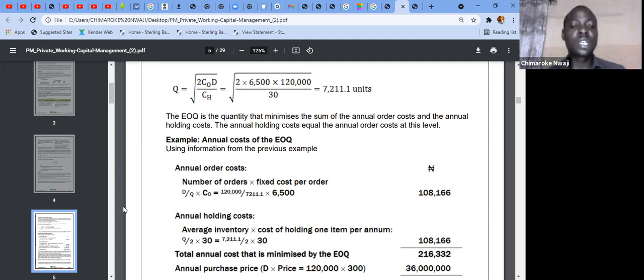Holding costs, if you are using 7,211.1, that's the quantity, that's your maximum quantity, and it means that you go from 0 to that quantity. Your average stock will be divided by 2, which will give you 3,605.55.